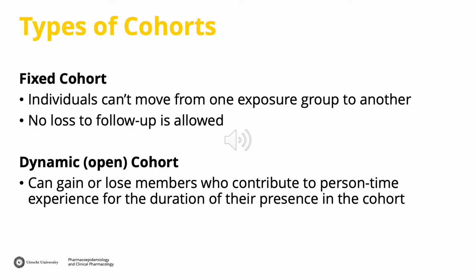So there's a few different types of cohorts. There's a fixed cohort, which indicates that individuals can't move from one exposure group to another, and there's no loss to follow up. So an example of a fixed cohort is something like a birth cohort, where all people who were born in the year 2000, for example, are part of a cohort. You can never leave that cohort, because in order to be a member of that cohort, you need to be born in the year 2000. So that's an example of a fixed cohort.